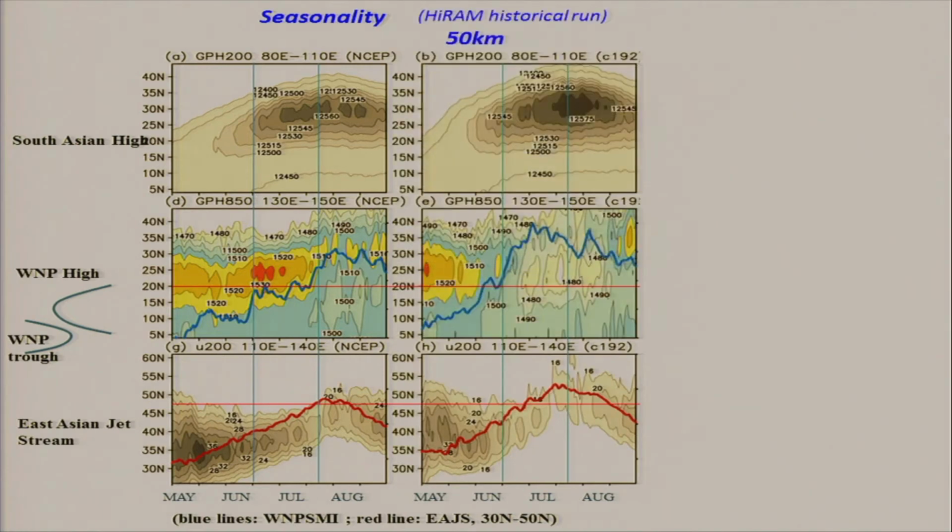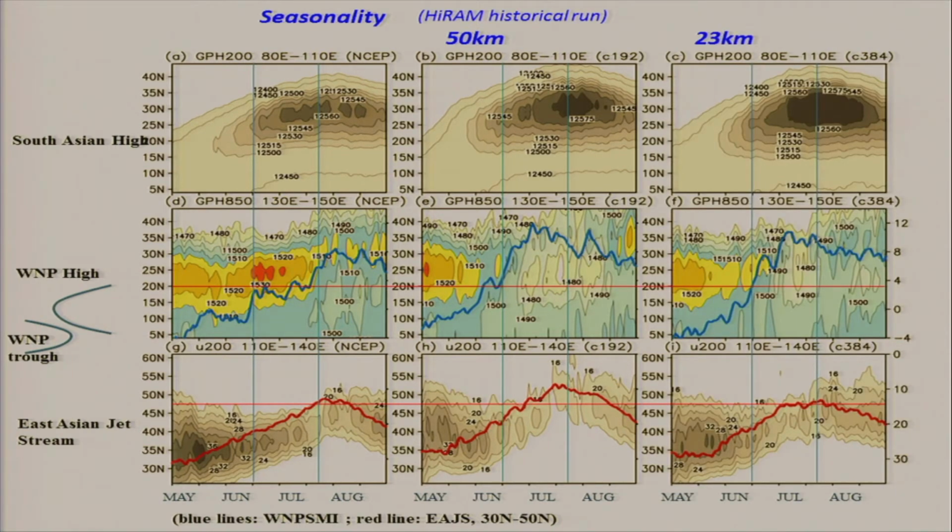And the timing of the upper level jet over East Asia, the change of the jet, has a corresponding timing with the WMP monsoon as well as the upper level high. This is the reanalysis data, and this is the 50 kilometer HiRAM result. So generally you can see good performance for the circulation feature. However, you can also see the stronger WMP monsoon and the earlier timing of the monsoon simulation.